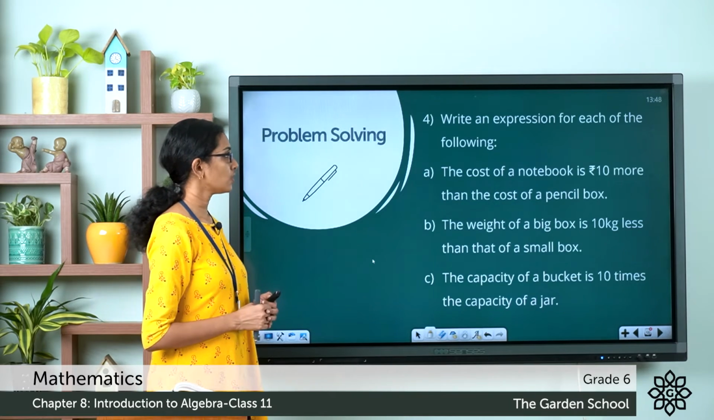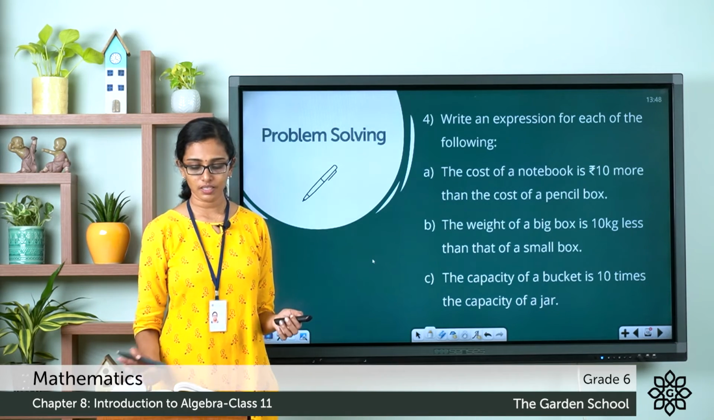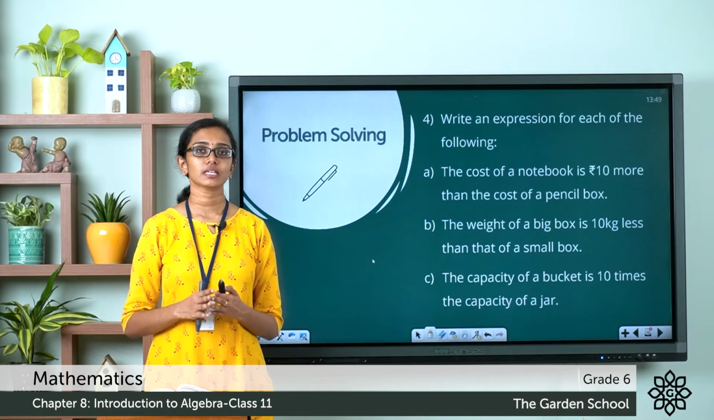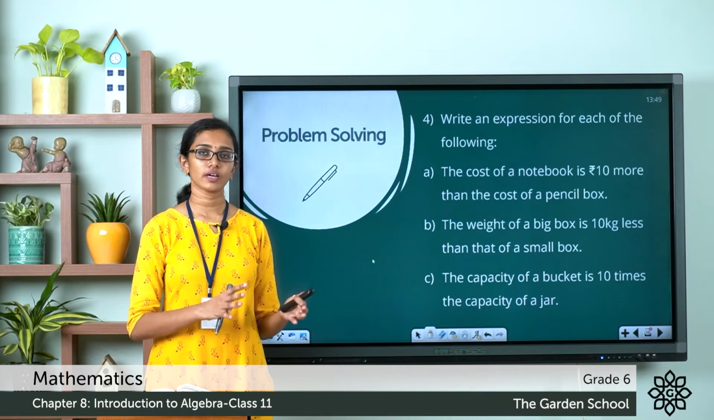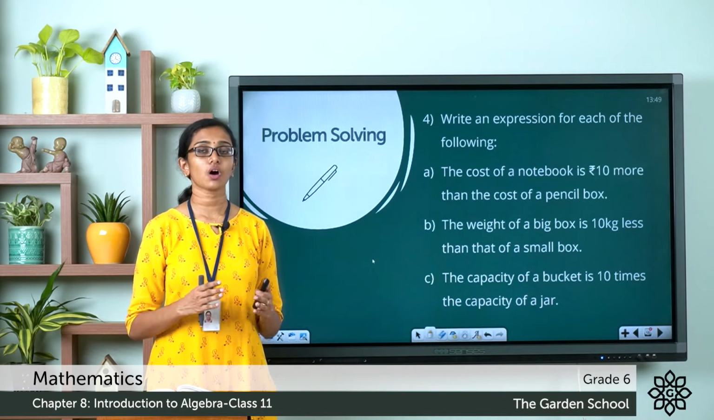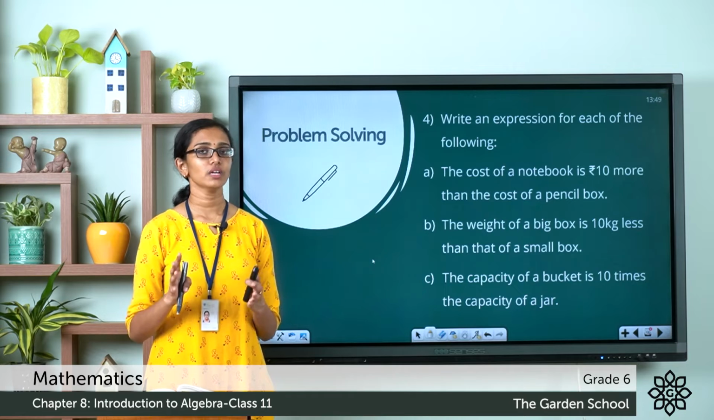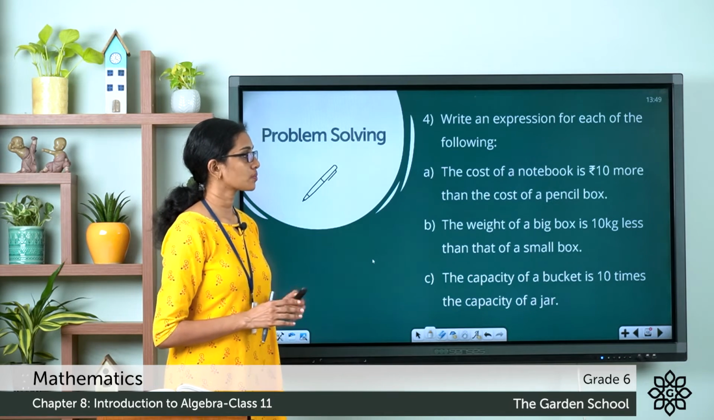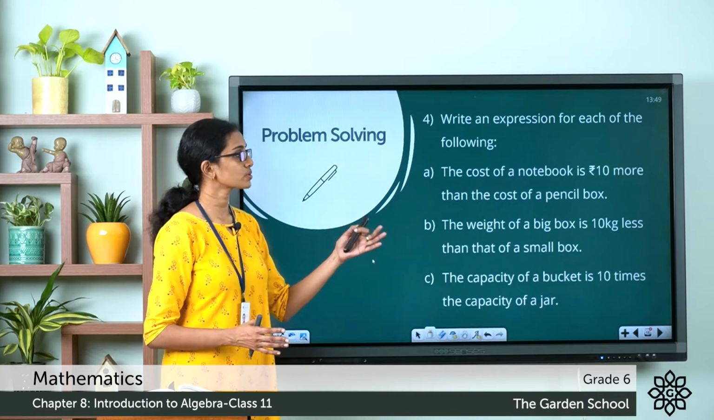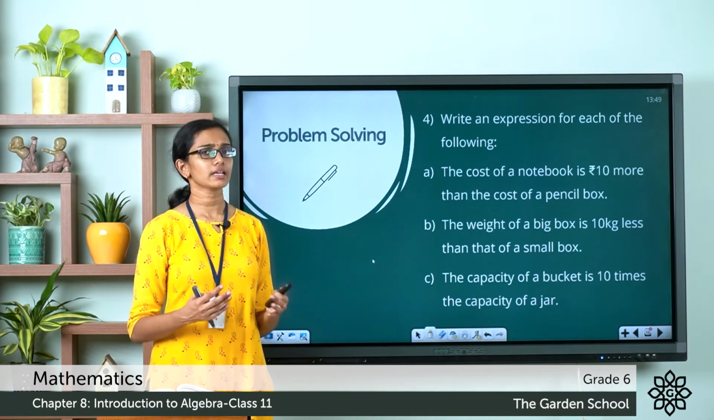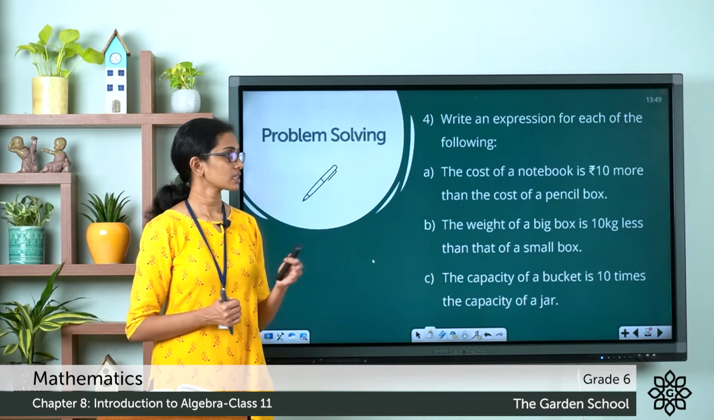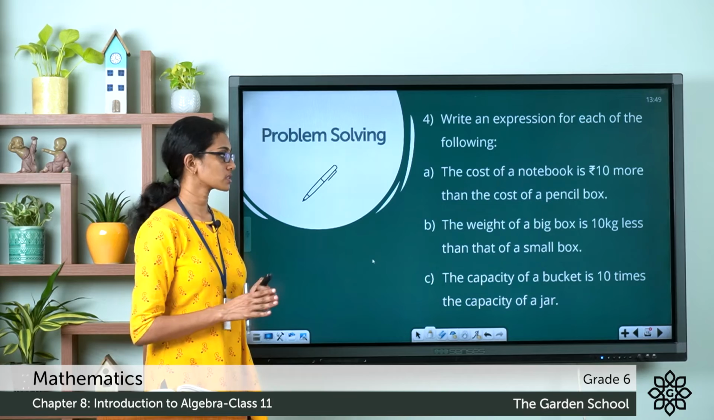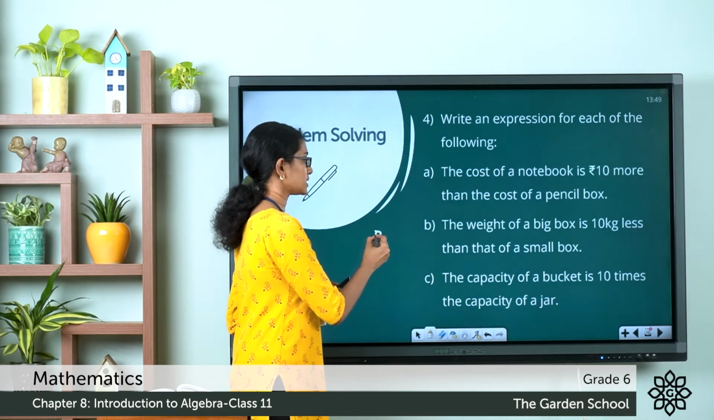Let's see question 4. It says, write an expression for each of the following. So here you are given a few situations in ordinary language. You are supposed to write an algebraic expression corresponding to each situation. See the first one, for example. The cost of a notebook is rupees 10 more than the cost of a pencil box. So how can we write a general expression for this? We don't know the cost of a pencil box. So let the cost of the pencil box be P. I am taking it as P.